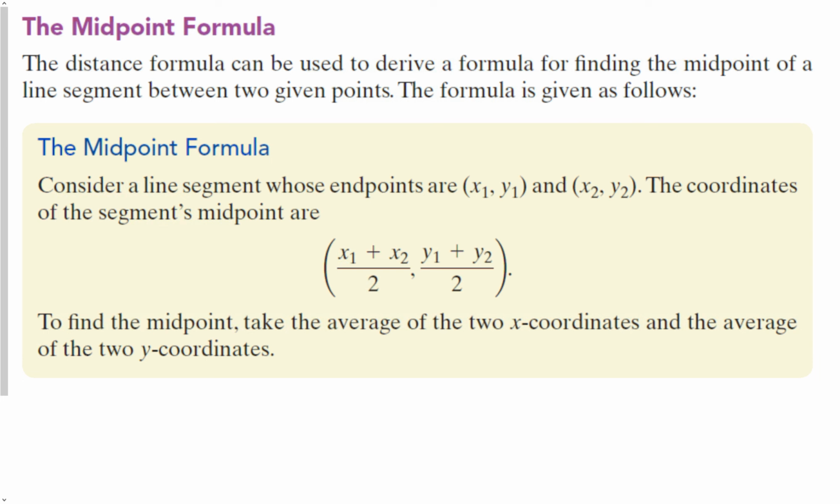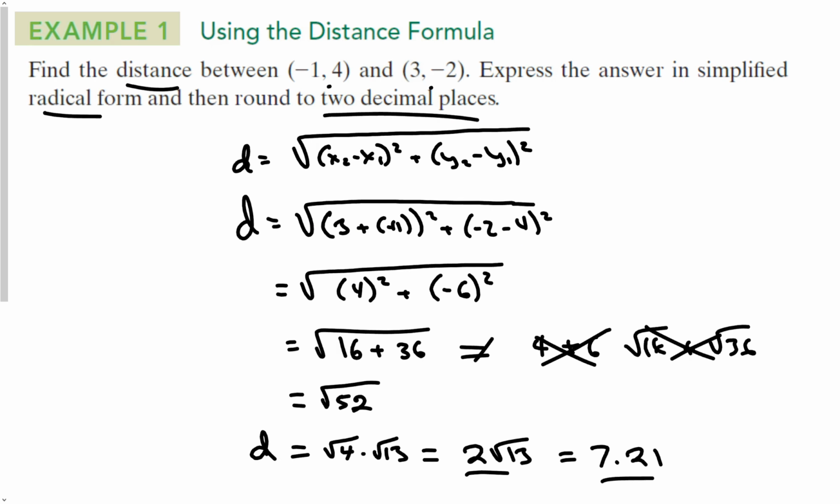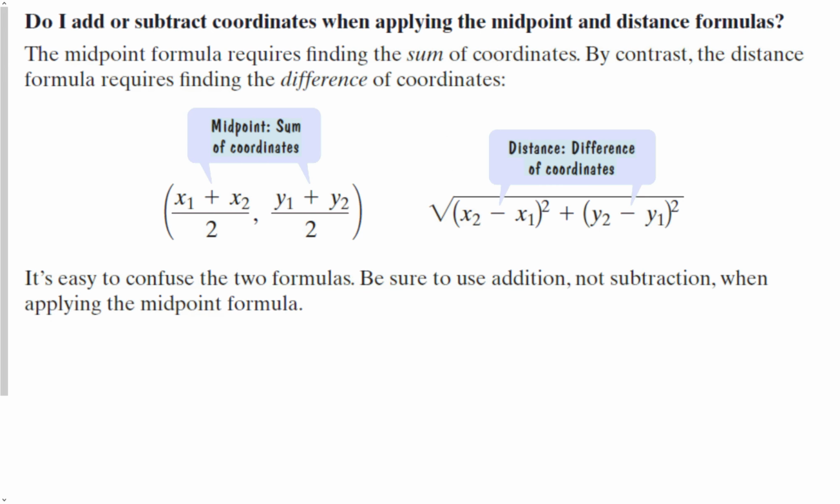So consider a line segment whose endpoints are x1, y1 and x2, y2. The coordinates of the segment's midpoint are x1 plus x2 over 2, comma, y1 plus y2 over 2. Okay, so we're going to take the average of the 2 x coordinates and the average of the 2 y coordinates, and my answer is going to be a point. Right? We're going to have 2 coordinates. We're going to have the x coordinate and the y coordinate with a comma in between, in parentheses, to designate a point. Not a number, like the distance formula just gives me a number. The midpoint is going to give me a point.